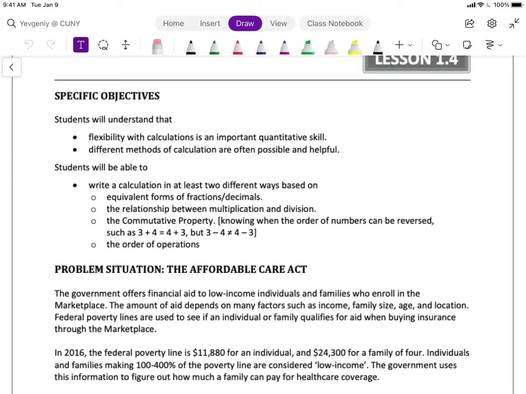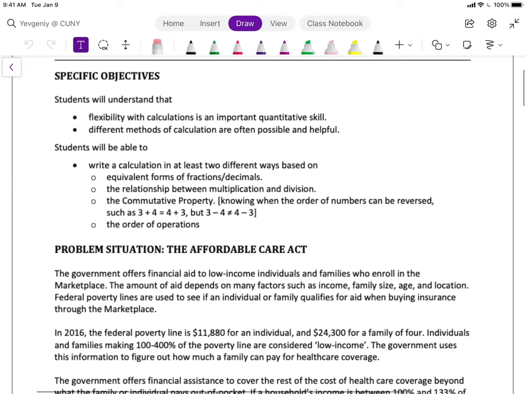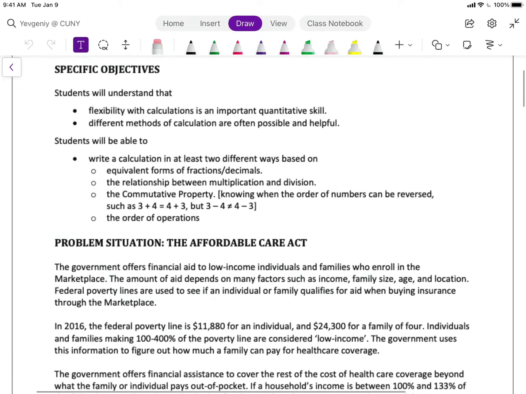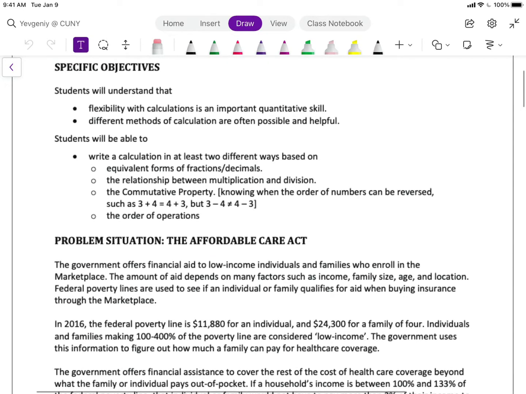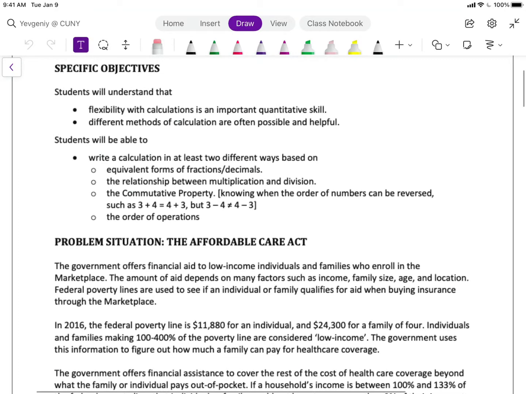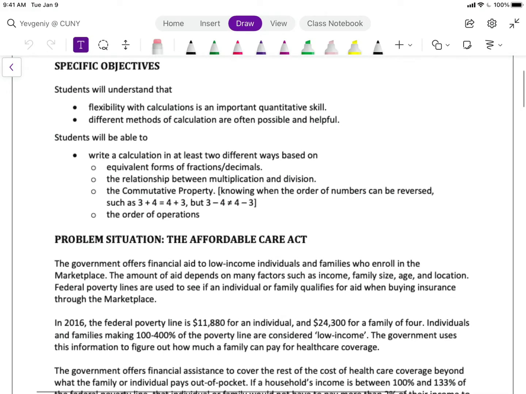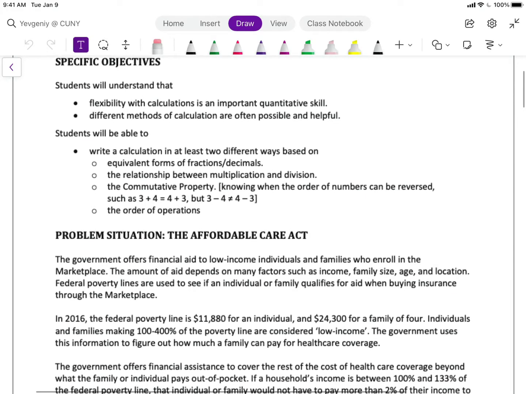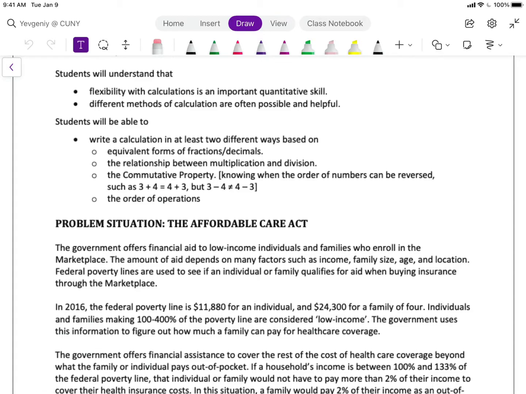In this lesson, students will understand that flexibility with calculation is an important quantitative skill. Different methods of calculation are often possible and helpful. You guys will be able to write a calculation in at least two different ways based on equivalent forms for fractions, decimals, and the relationship between multiplication and division. We're also going to look at the commutative property and the order of operations. A lot of these should sound familiar to you, and we'll review those concepts through this lesson, where we'll explore something called the Affordable Care Act.